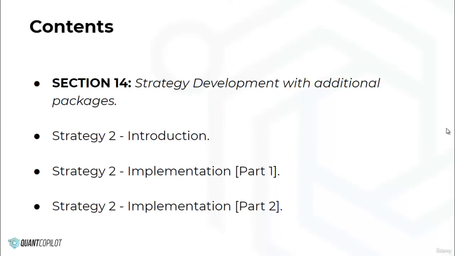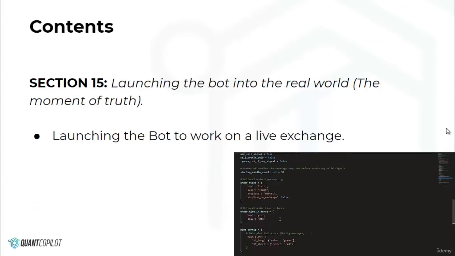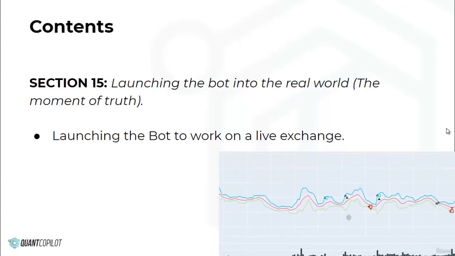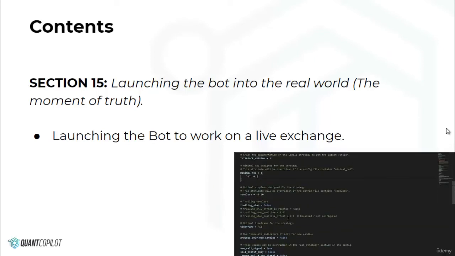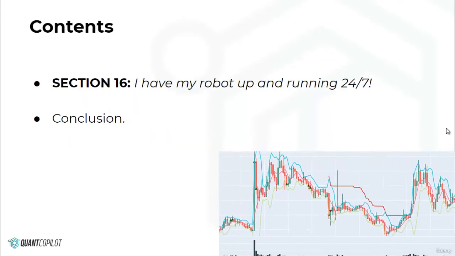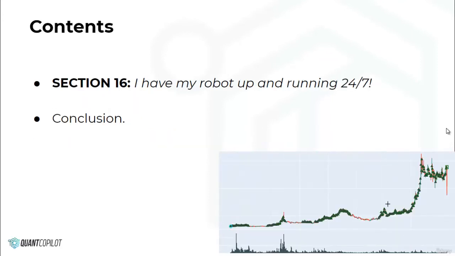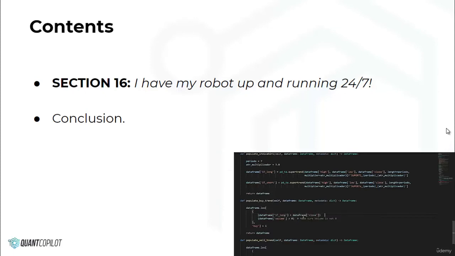In section 14, after we've installed our additional packages and libraries, we'll be developing a new strategy, we'll be seeing what it is about, and later how to implement it. With our strategies ready, in section 15, we'll be launching the bot into the real world, in live markets, launching it with one of our strategies, and looking closely how it performs. And finally, in section 16, we'll wrap everything up. We'll be talking about all the work that we've made, everything that we've achieved, and everything that we have learned.